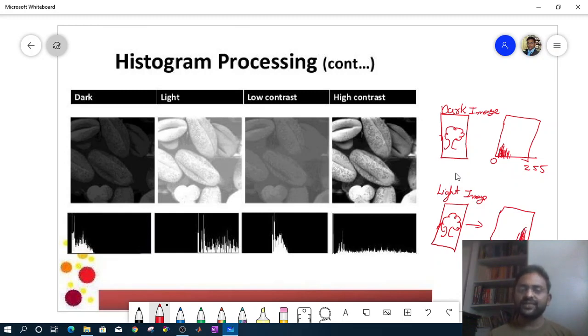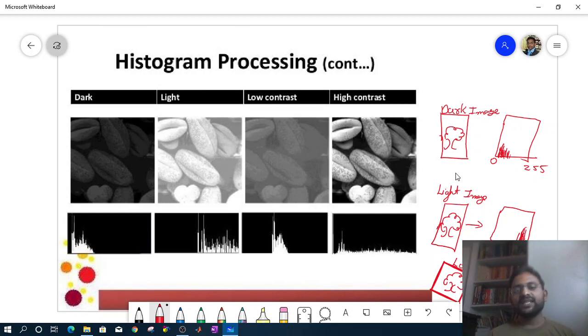Similarly, if it is a low contrast image, I need to write that it is a low contrast image. I need to give a clear-cut visualization, clear-cut information that it is a low contrast image and the corresponding histogram is there. Out of a 0 to 255 scale, the histogram lies in the middle of the entire axis.